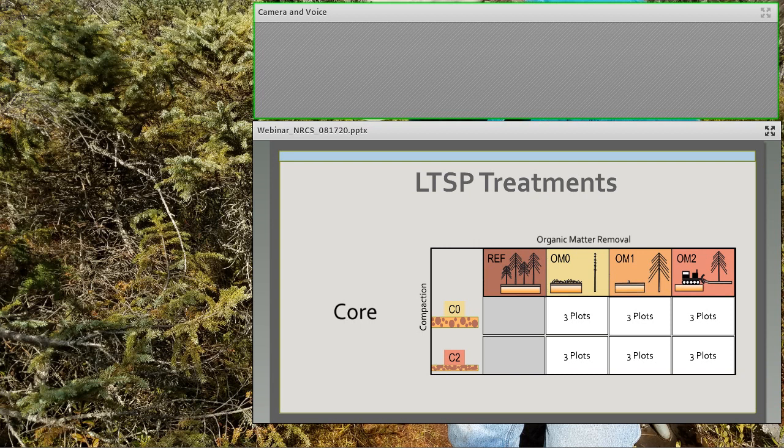In addition to the treatment plots at each site, we also sampled a nearby uncut stand to serve as our reference condition.